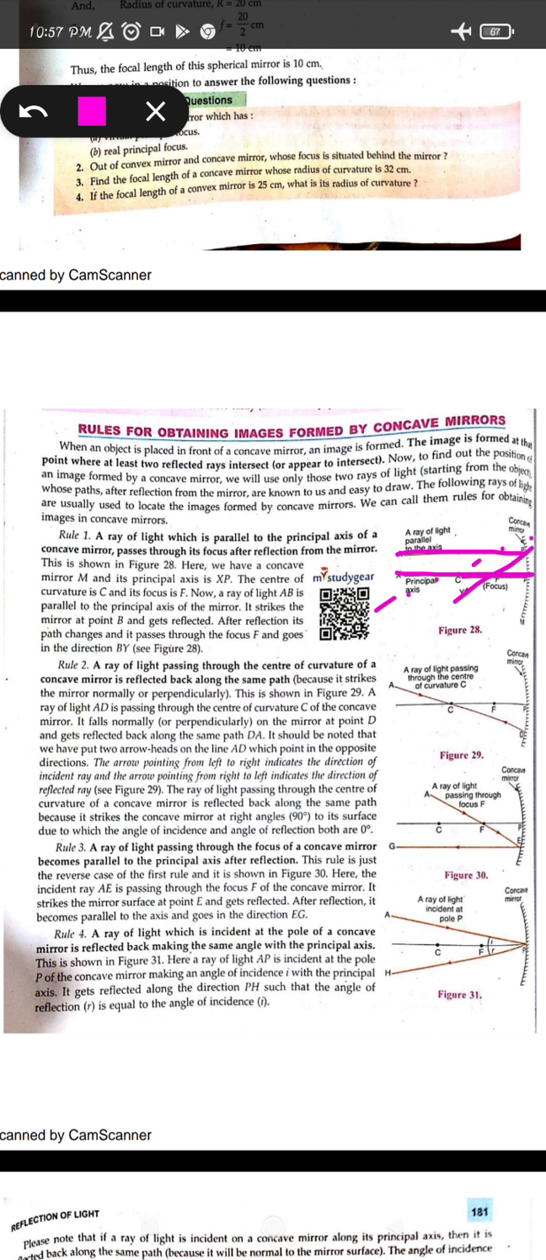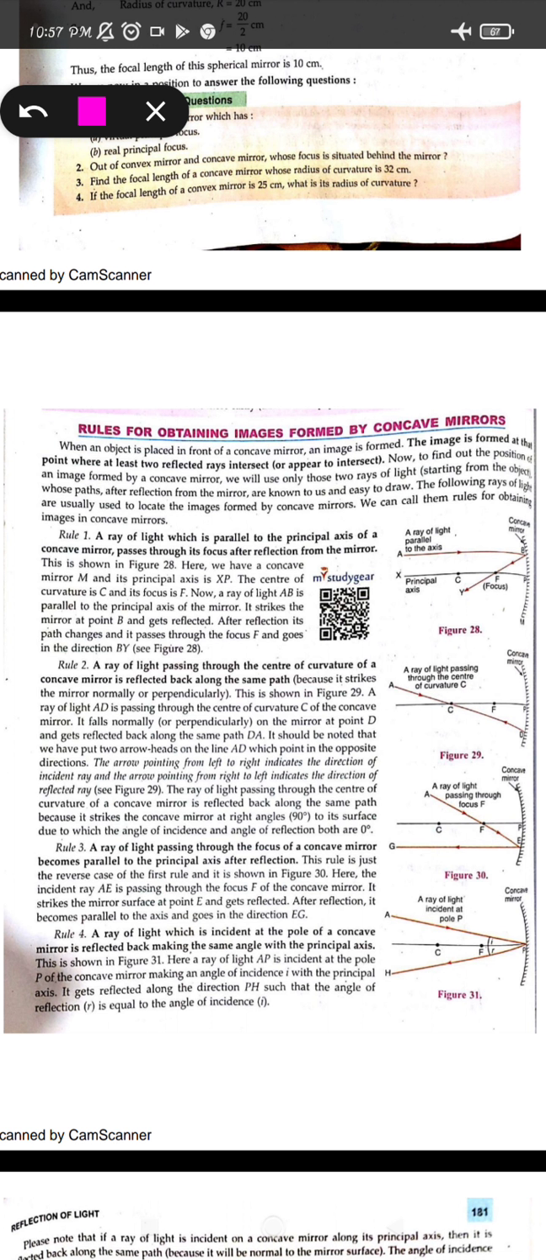So if we draw this imaginary line, we can say that the angle of incidence is equal to the angle of reflection, right? So this light ray passes through the focus point. Whenever a light ray falls parallel to the principal axis, then the reflected ray will pass through the focus, that is point F. Right? So this is the first rule: whenever a light ray which is parallel to the principal axis falls on the concave mirror, then the reflected ray passes through the focus, or we can say that the light ray passes through the focus after the reflection from the mirror.